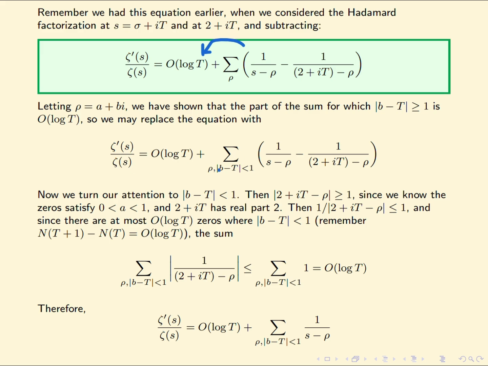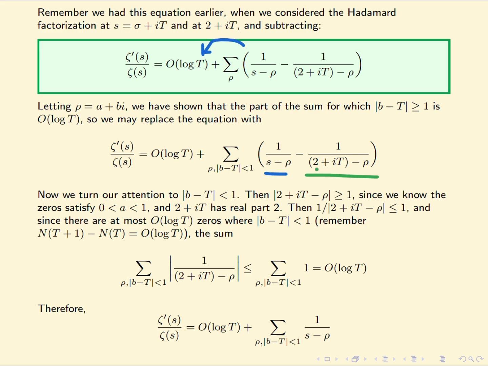So now only the things where b minus t is less than 1 are here, because I split this sum into minus 1 and then plus 1, but the plus 1 is also O of log of t, so I moved it into this O of log of t. And then we want to bound this as well. So in this case, we're going to consider them separately. We're going to separate these out, and we're going to look at the green section here.